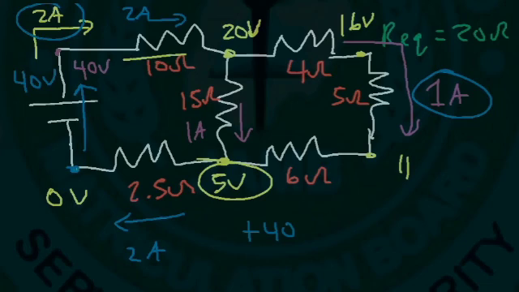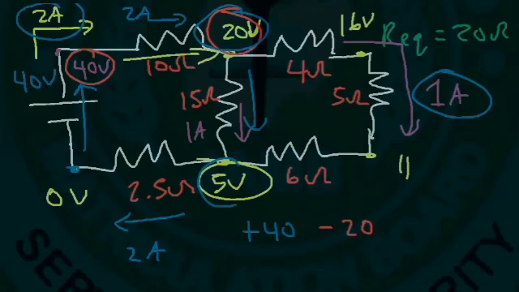Next, as we go through the resistor, we experience a voltage drop from 40 to 20. So it drops by 20. And as we go through the 15 ohm resistor, the voltage decreases from 20 to 5. So it decreases by 15. That's the voltage drop across the 15 ohm resistor.